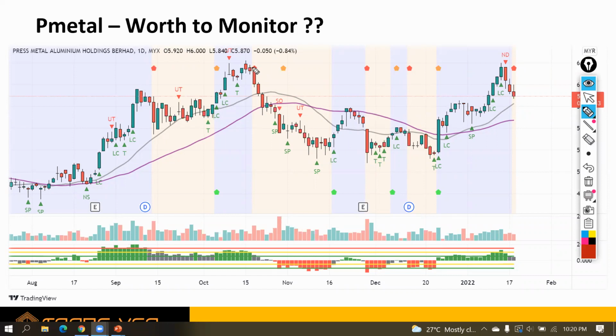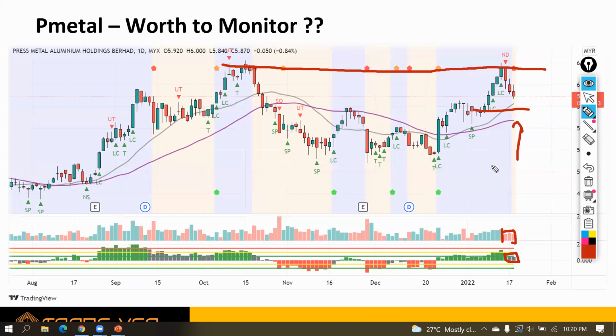Bumi Armada and Hibiscus, they're also touching the resistance line and subsequently pulled back. I think today both of them come down, if I'm not mistaken. I haven't checked today, but if let's say down bar, worth to monitor. If the down bar comes with low volume and they are still above zero and below green. Now, of course, the next thing is that we want to look for the sounds.